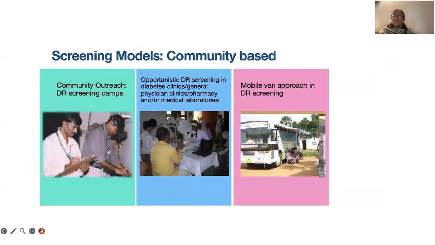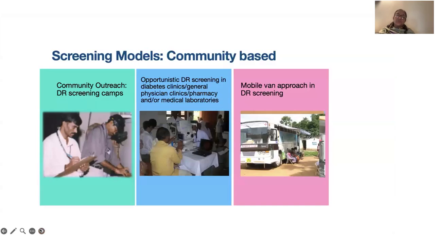As far as the initiatives by various institutes are concerned, various screening models have been created. You can have DR screening camps, where we have all seen that they have not been very successful, because most of these camps are perceived as eye screening camps and the majority of the patients just have cataracts. A lot of non-diabetic patients also come for these camps.